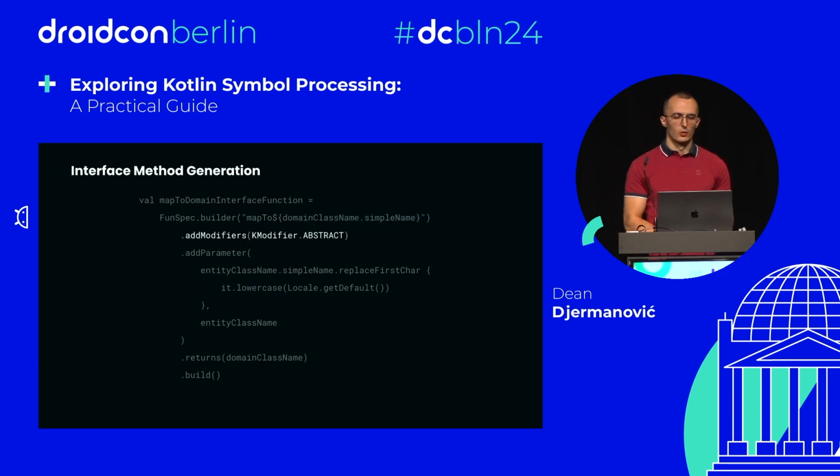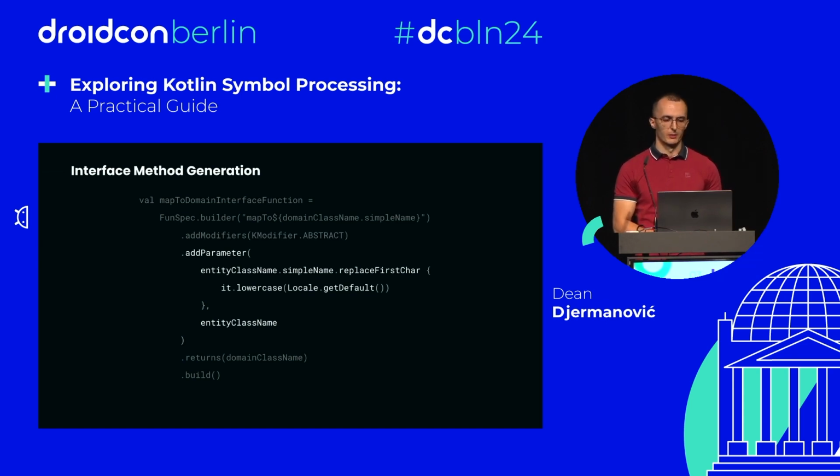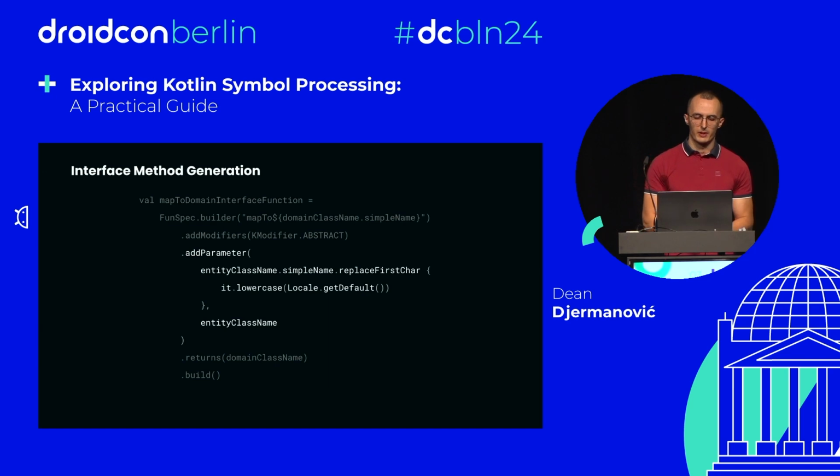After that, we are adding an abstract modifier to this function. So this function is going to be used as an interface function, and we need to add this abstract modifier to specify that this function contains no implementation, so it has no body. After that, we need to add a parameter to our function, and parameter consists of parameter name and parameter type.